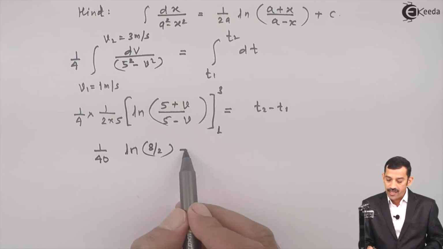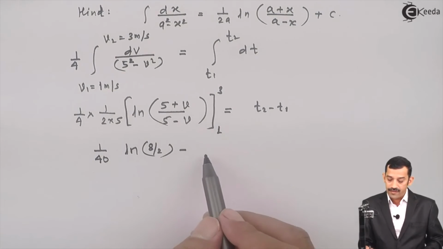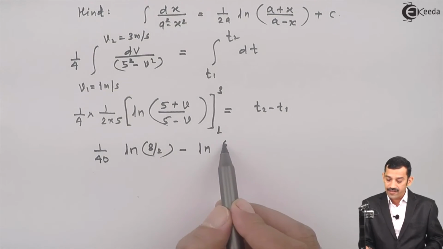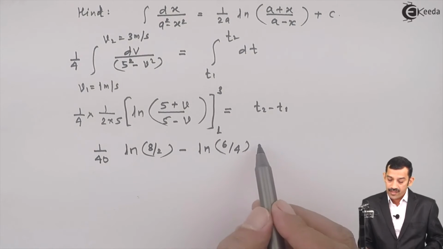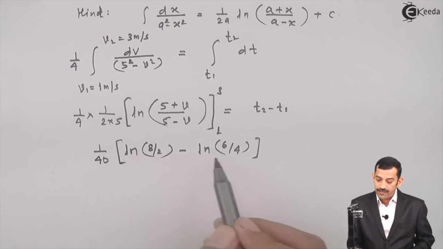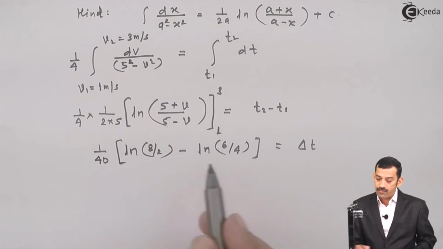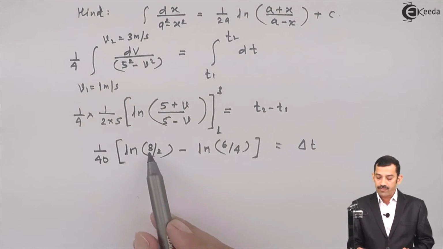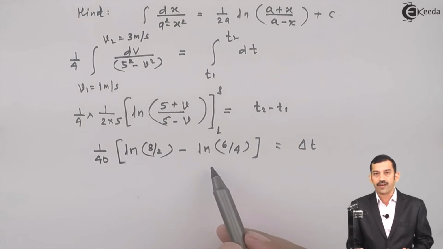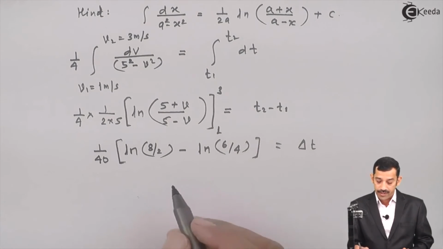That means it is 8 divided by 2, minus the lower limit. Now the lower limit is 1, 5 plus 1 becomes 6, divided by 5 minus 1 becomes 4, and 1 by 40 is common, equal to t2 minus t1, that means delta t. Now using a calculator, delta t you will get as ln of 8 by 2 minus ln of 6 by 4, and the total value divided by 40.